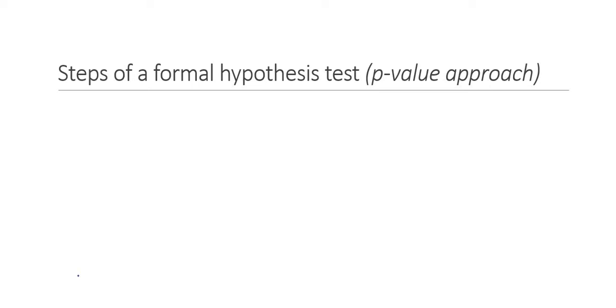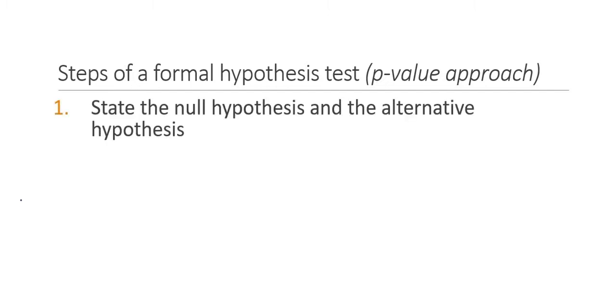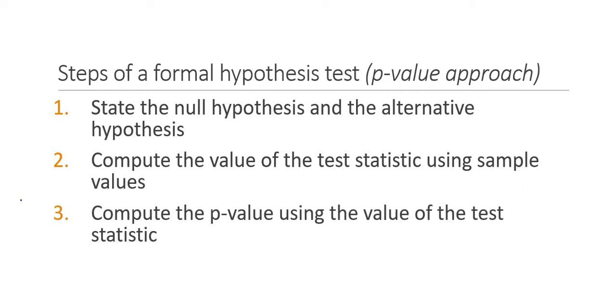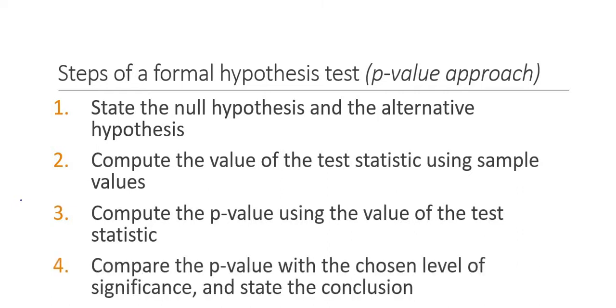In the last video, we talked about the steps of a formal hypothesis test. Let's see them again one by one. First step is to state the null and alternative hypothesis. We have done that. Compute the value of the test statistic using sample values. Compute the p-value using the value of the test statistic. And then compare the p-value with the chosen level of significance and state the conclusion.